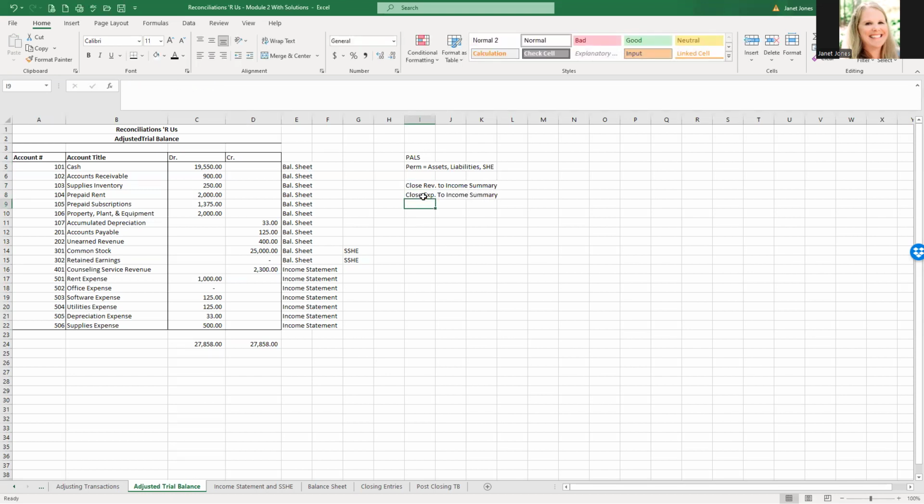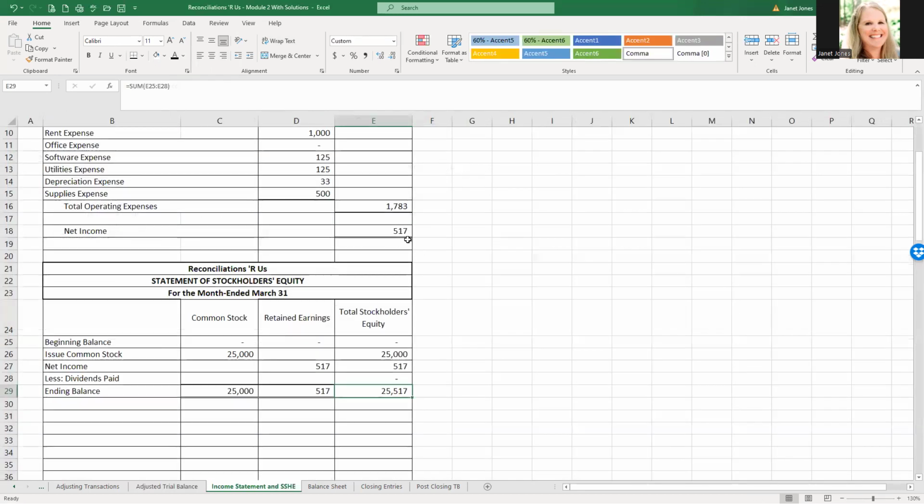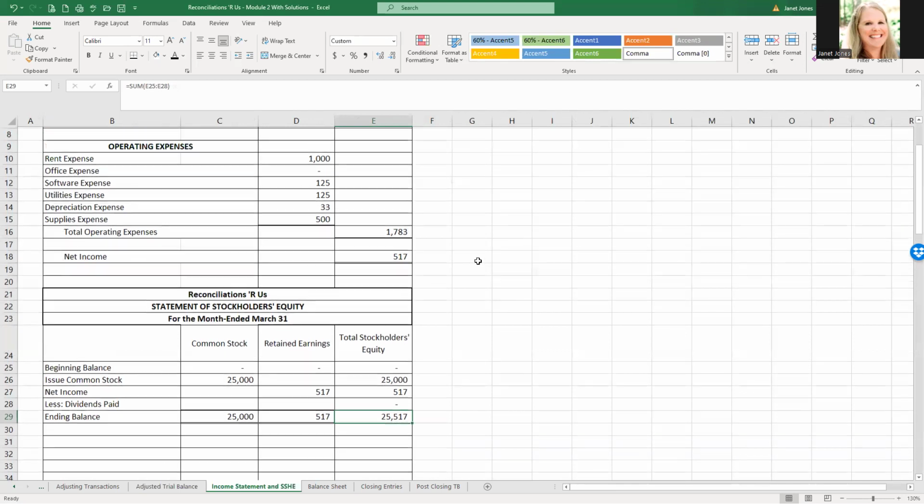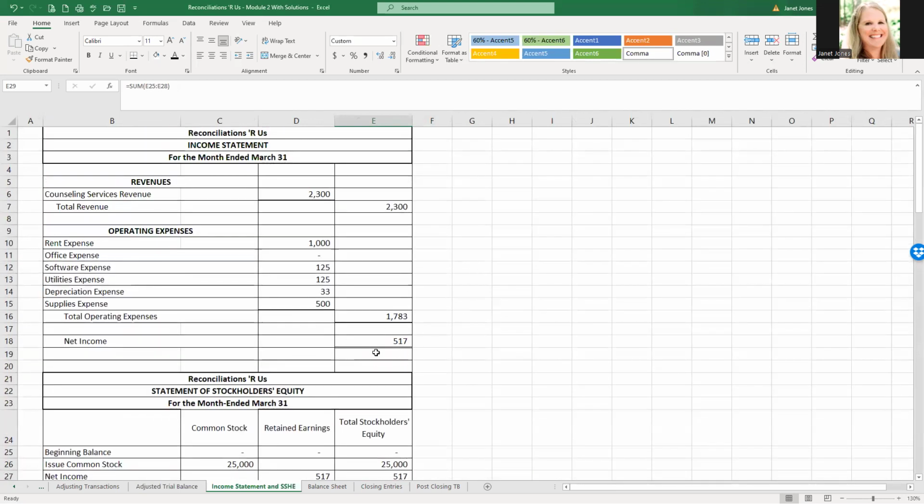Then they close income summary to retained earnings. And then finally, they're going to close dividends to retained earnings. So we don't have that one today. All we have are the first three. So we're going to close the revenues and expenses to the income summary, and then finally close that income summary to retained earnings. We know at the end of the day, it's going to be $517 that's going to get closed to retained earnings because that's the amount of income we had. So that's what we're going to do first.